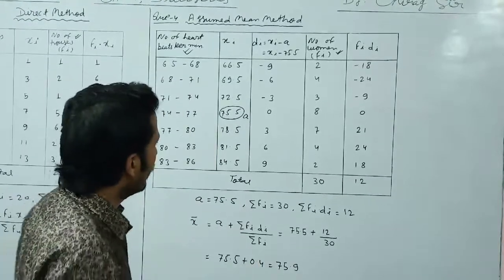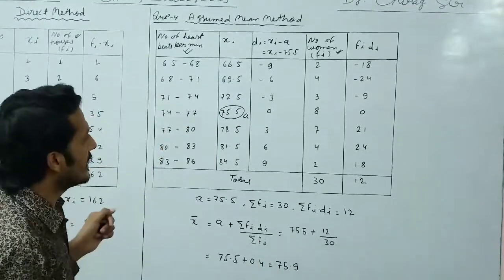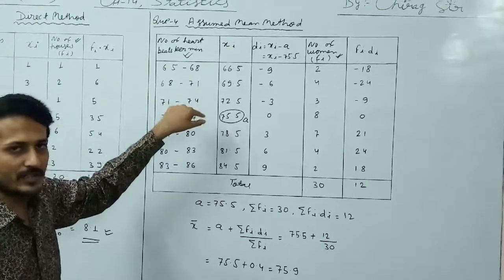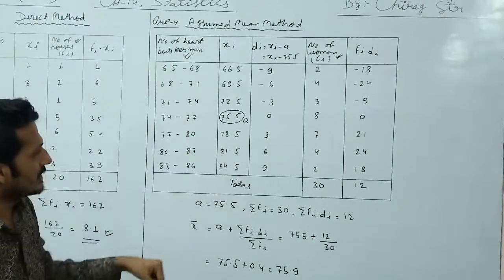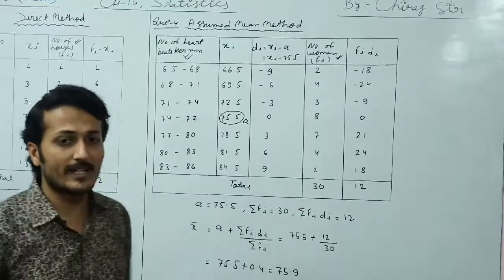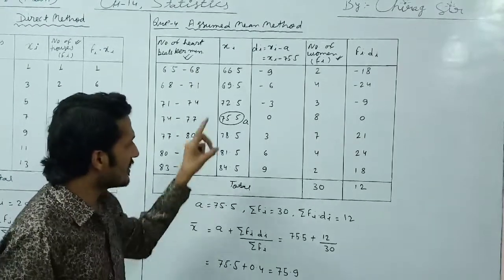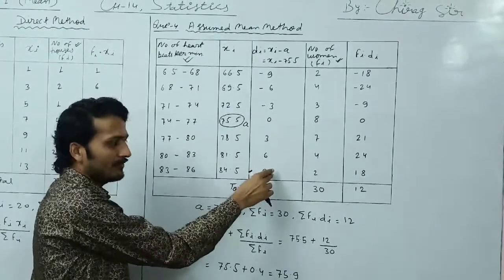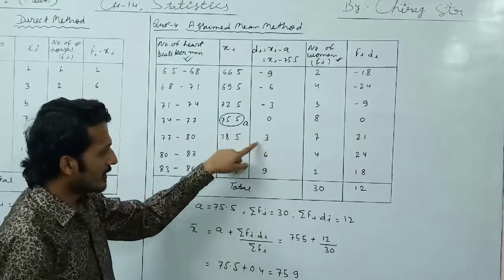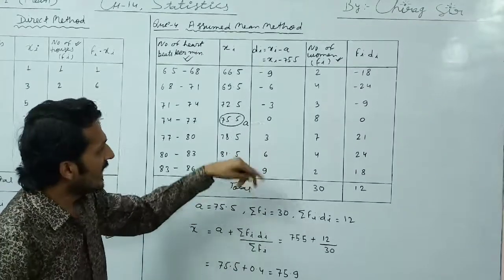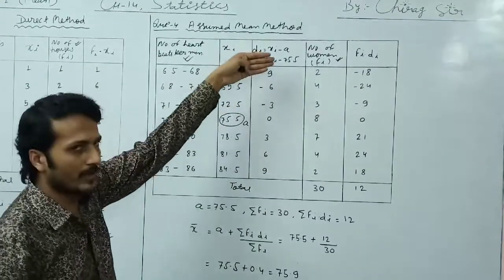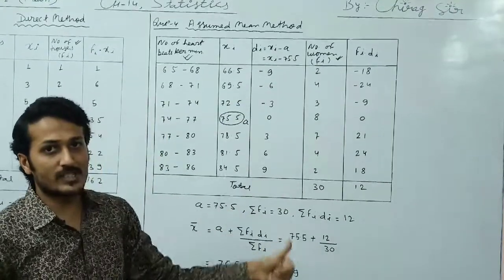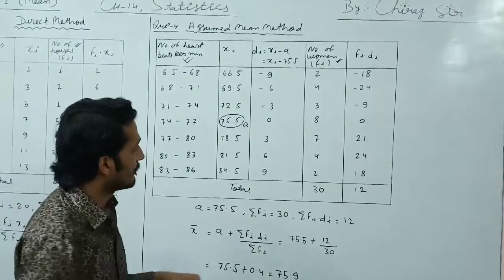So we have a short trick to calculate di. We have seen that the gap between class intervals, that is the class size, is 3. So after 0 write 3, then the multiples of 3, so 0, 3, 6, 9, and in the same way the negative multiples in the upper side. So we get the di. This is the short trick how we can calculate di.